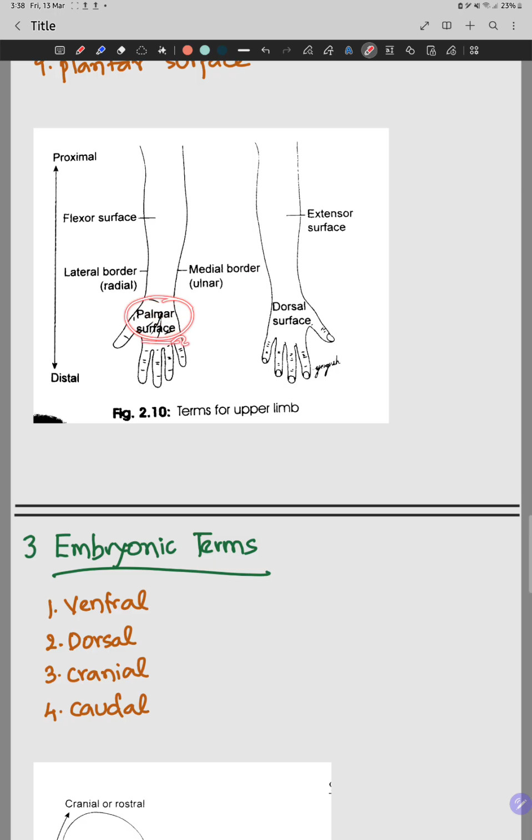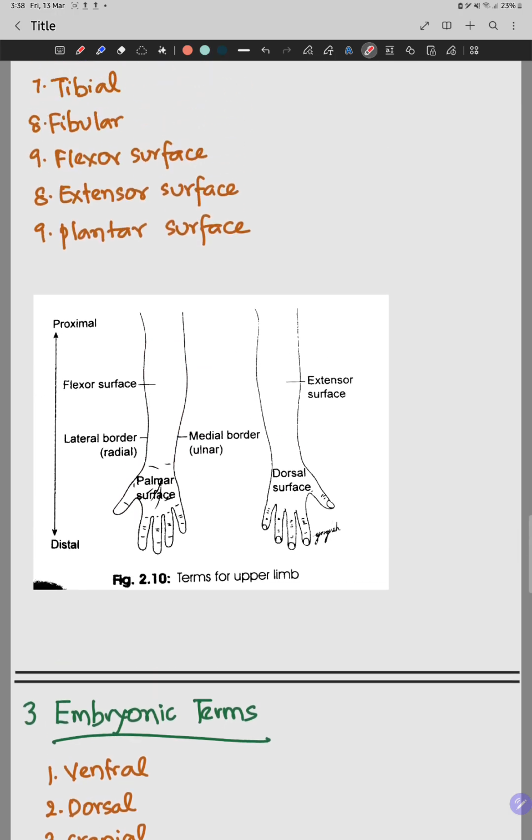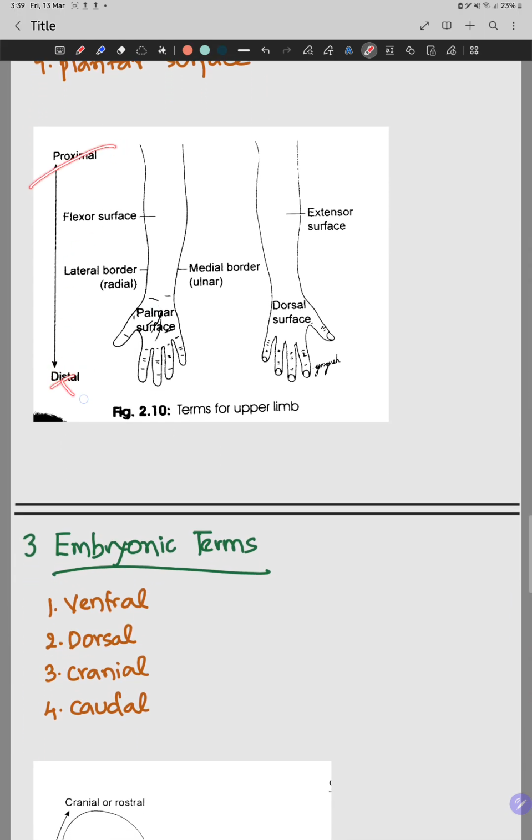Palmar surface means this is the palm, right? So this will be the palmar surface and the dorsal surface. That's it. Lateral border, I have already said that towards radial. There will be a radius bone on the lateral side, so this is the radial border. The ulnar bone will be on this side, so it is the ulnar border, same as the tibia and fibula. If you take the leg, this is the medial, this is the lateral, tibial surface, fibular surface. Okay, this is the proximal, distal end.